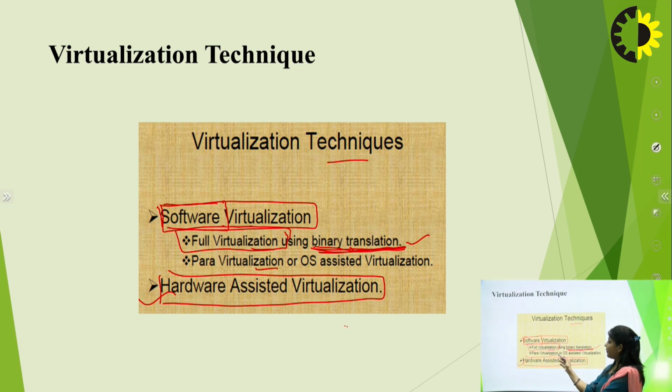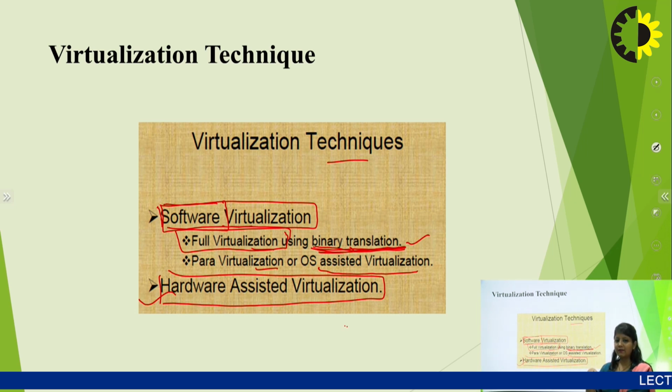And the second one is para virtualization, or we can say OS-assisted virtualization. Para virtualization is a partial virtualization, not the full virtualization, and in this case we have some APIs. In para virtualization, only some instructions are run in a virtual manner, but the privileged sensitive instructions will run as non-privileged on the VMM.